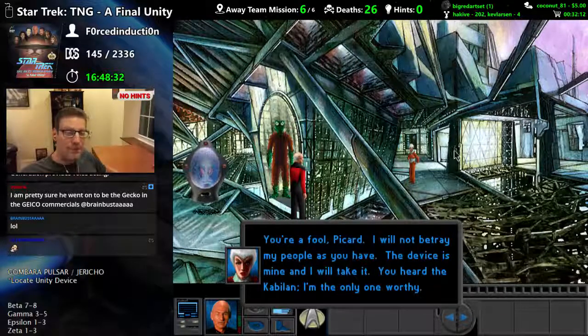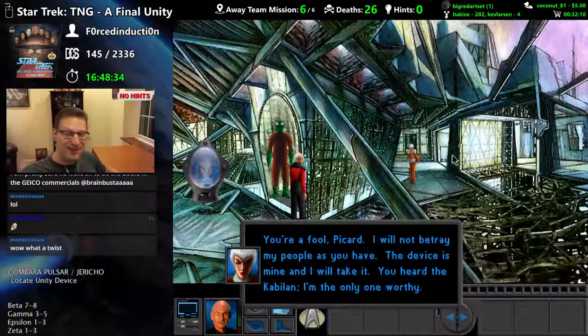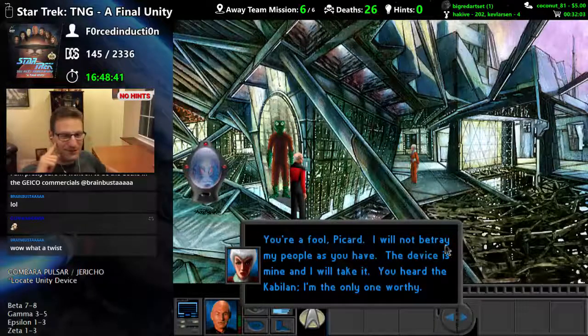Little does she know that maybe that's like the wrong door. Like this is part of the test, and she's failing the test as we speak. She's going to die. The real Unity device is off to the right. That's what I'm gonna say.